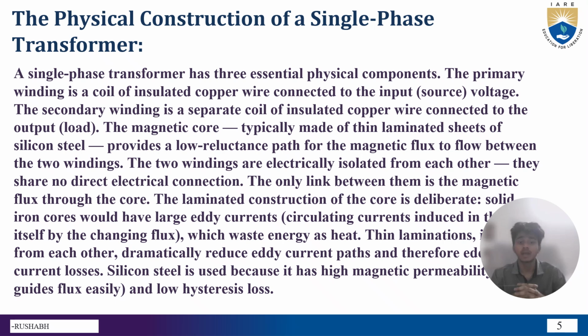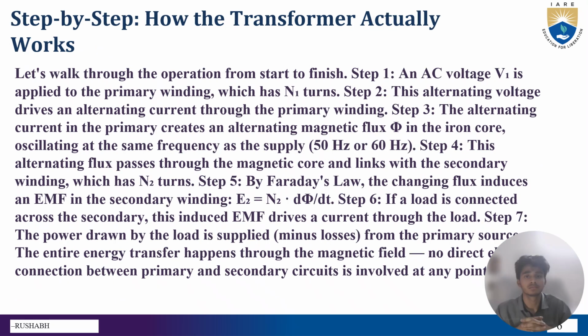They share no direct electrical connection. The only link between them is a magnetic flux through the coil. The laminated construction of the core is deliberate. Solid iron cores would have large eddy currents, circulating currents induced in the iron itself by changing flux, which waste energy as heat. Thin laminations insulated from each other dramatically reduce eddy current paths and therefore eddy current losses. Silicon steel is used because it has high magnetic permeability and low hysteresis loss.